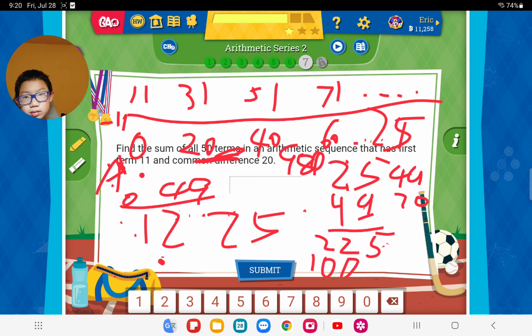And for the sum in here, we minus how many numbers? Minus 11. Okay. Minus 11, so it's 991. How to get the 991?